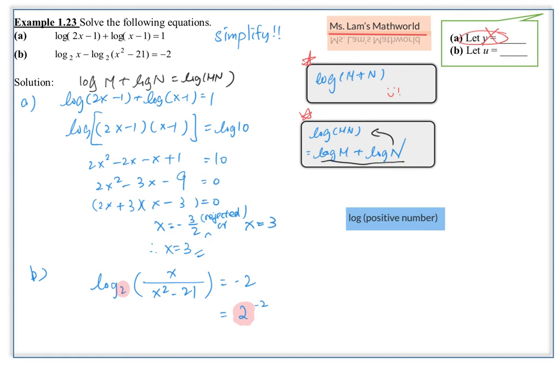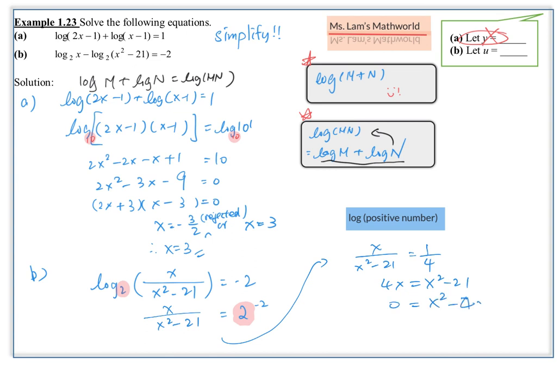So if you understand how to get the first one, so it's actually base 10. Base 10 to the power 1, right? So base 2 to the power negative 2. Base 10 to the power 1. So you get x over x squared minus 21, 1 over 4. If you use the calculator to check, it should be true, right? X squared minus 21.